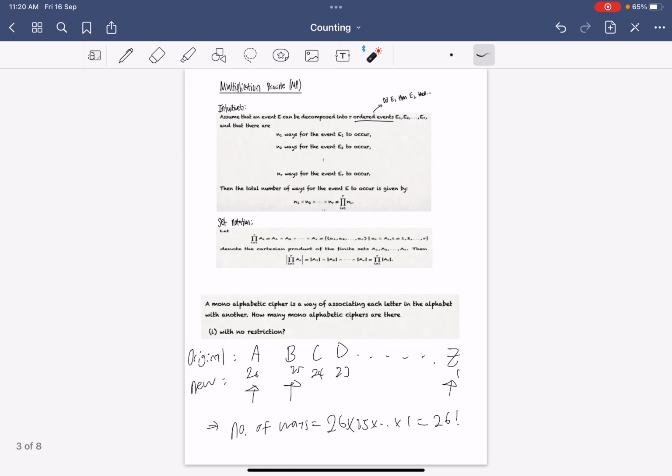Moving on, we have the multiplication principle. This principle is also what we use in our daily lives, and to write it formally, it just means that if our event can be broken up into ordered events, then the total number of ways is the product of each number of ways per event together. So let's take an example again.